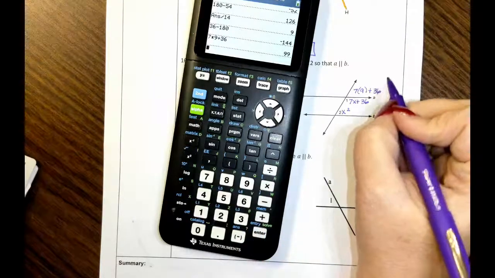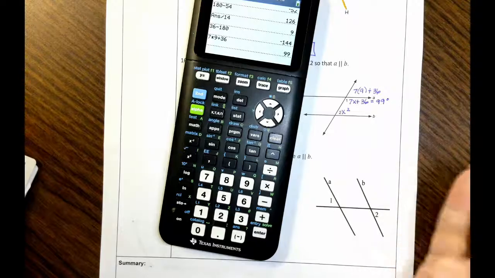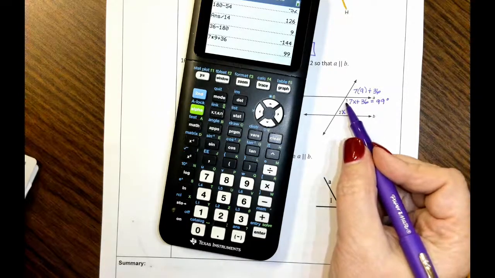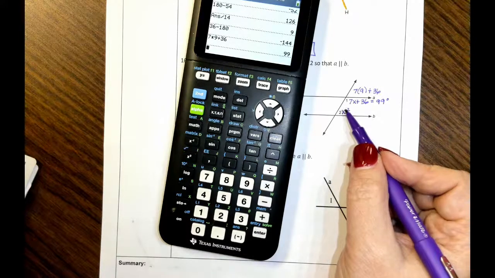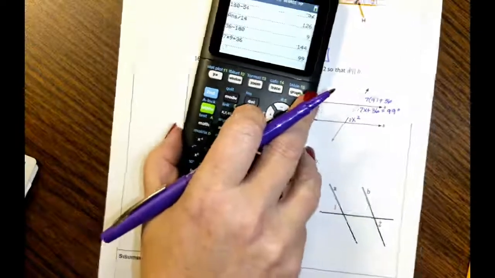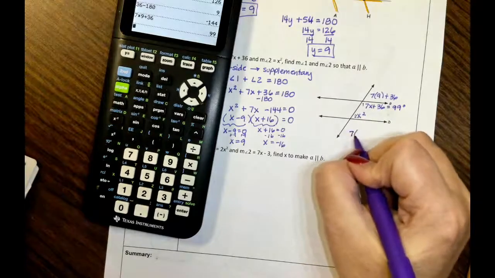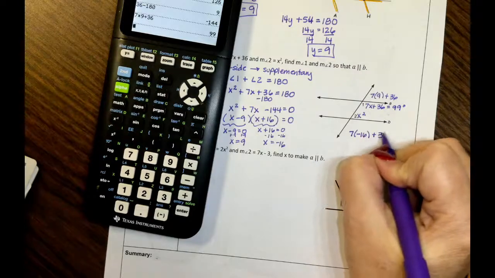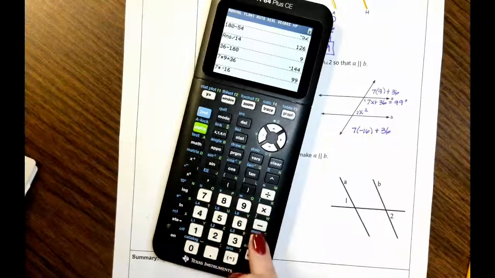So this angle is 99, and we ask ourselves, can the angle be 99? Yes, even if it was drawn as an acute angle, it doesn't matter. 99-degree angles exist, and so we are allowed to have that. Now we also need to test the negative 16. So if we test the negative 16, you would have 7 times negative 16 plus 36, which is negative 76.